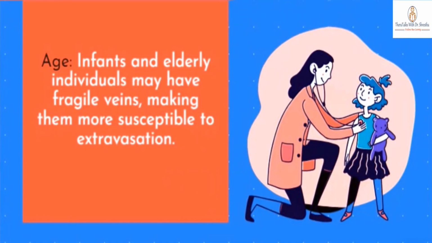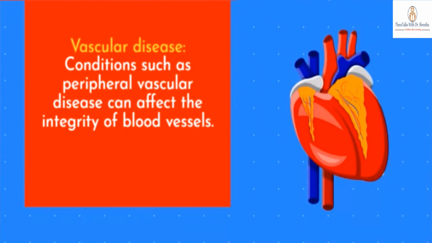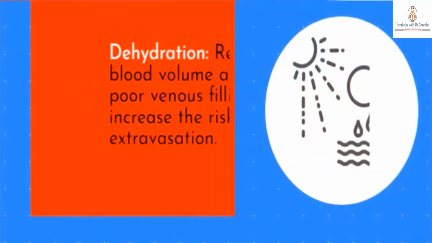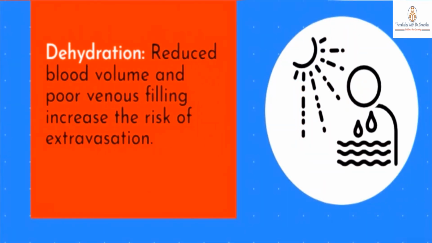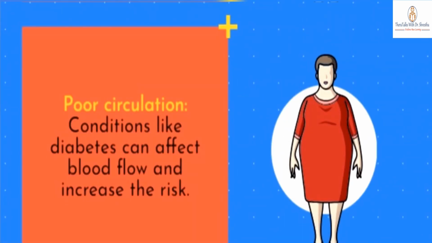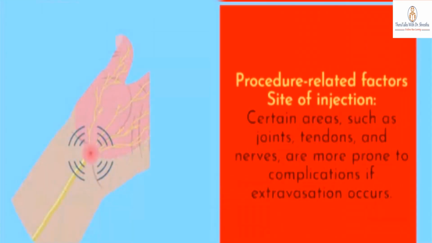Age. Infants and elderly individuals may have fragile veins, making them more susceptible to extravasation. Vascular disease. Conditions such as peripheral vascular disease can affect the integrity of blood vessels. Dehydration. Reduced blood volume and poor venous filling increase the risk of extravasation. Poor circulation. Conditions like diabetes can affect blood flow and increase the risk.